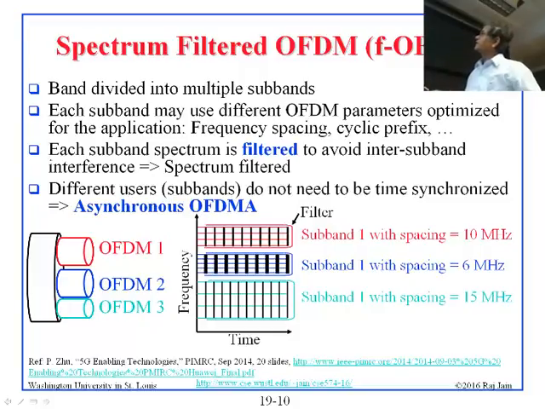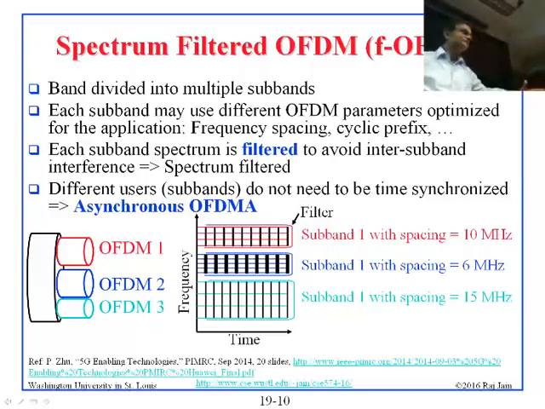Different users do not need to be time synchronized. So if you are in this blue band, you have nothing to do with the timing of the red band. Of course, if you are going to share the blue band with that person, then you have to be time synchronized, but not everybody in the cell, not the world. So this is called asynchronous OFDM. The time is not synchronous. That's all.